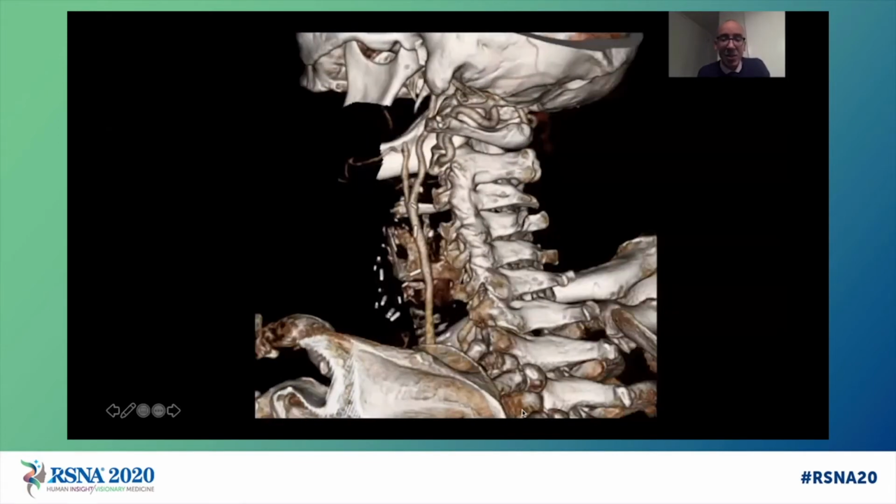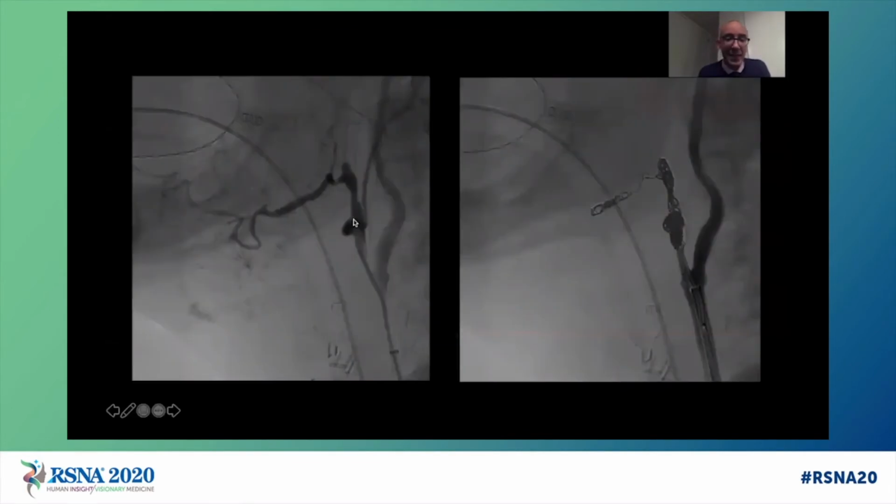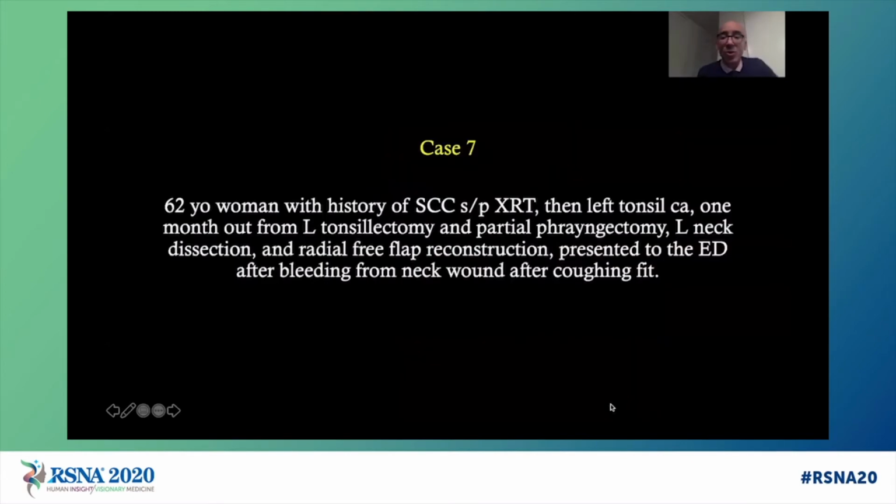So this patient also went to angiography. It actually looked worse. That more proximal outpouching looks larger. This was successfully occluded. So our last case, a 62-year-old woman, had a history of squamous cell treated with radiation. Then she had a second primary squamous cell of the left tonsil. She had that treated with a left tonsillectomy, partial pharyngectomy, left neck dissection, and radial free flap reconstruction.